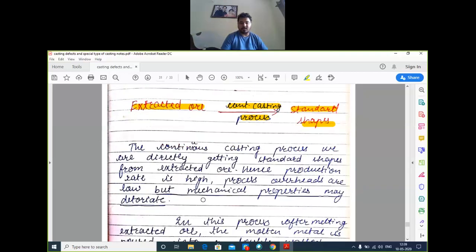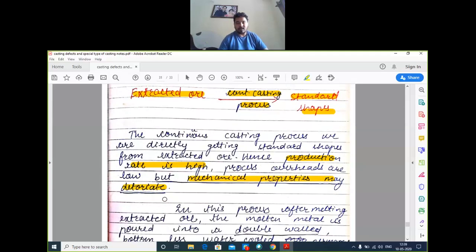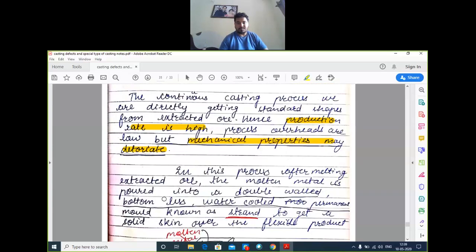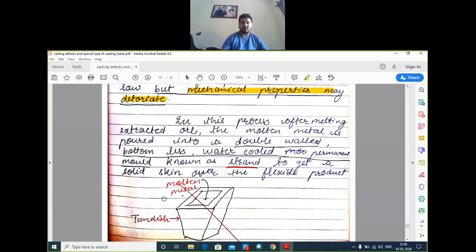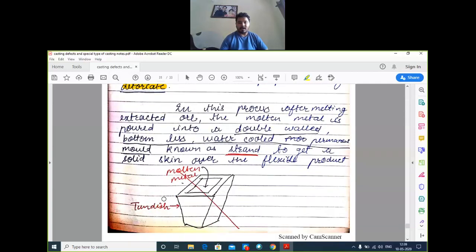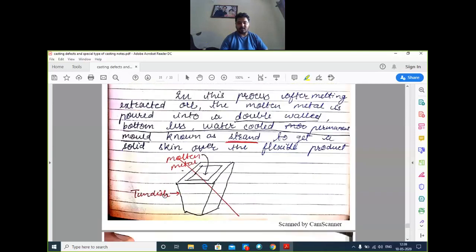Hence, the production rate is very high. Due to directly getting the product from the extracted ore, the production rate becomes very high. But here there is a problem. We cannot get improved mechanical properties. The mechanical properties deteriorate by using continuous casting. In this process, after melting the extracted ore, the molten metal is poured into the mold.